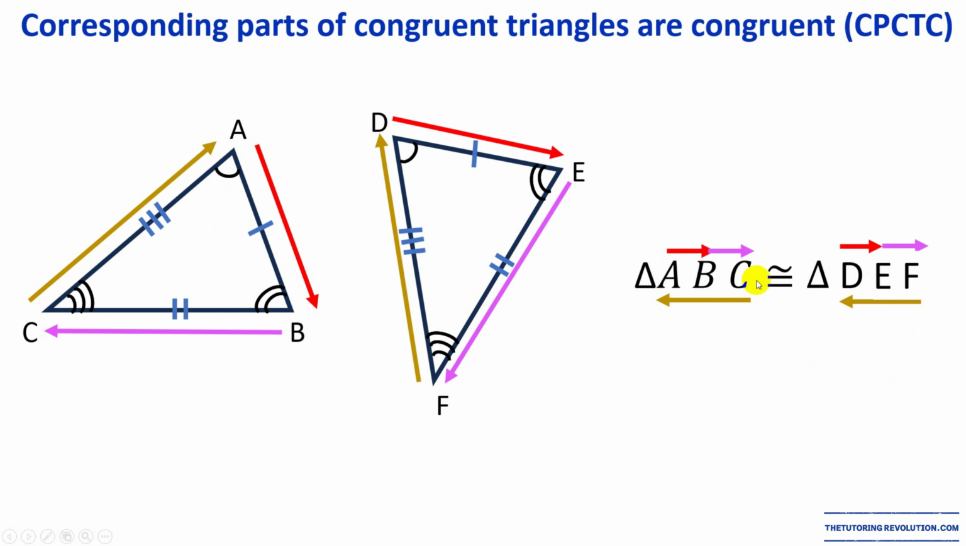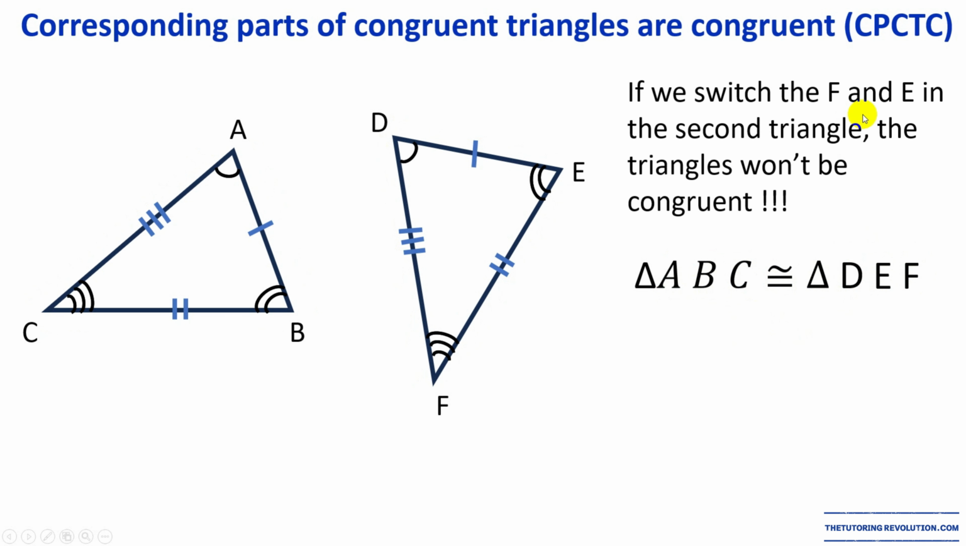So you see, the order is important. AB has to be congruent to DE. The side BC has to be congruent to the side EF. And the side CA has to be congruent to the side FD. Okay, it's very important, and the order of the letters is important when you establish congruency.